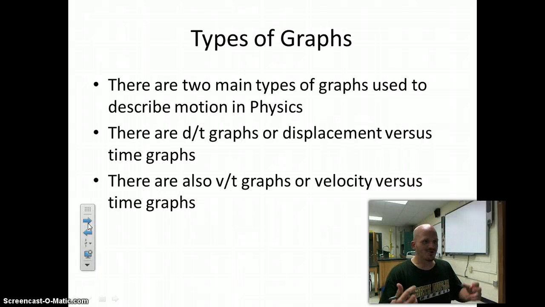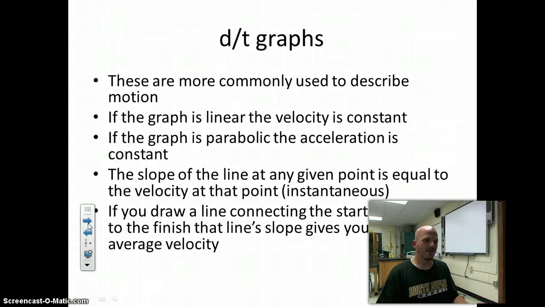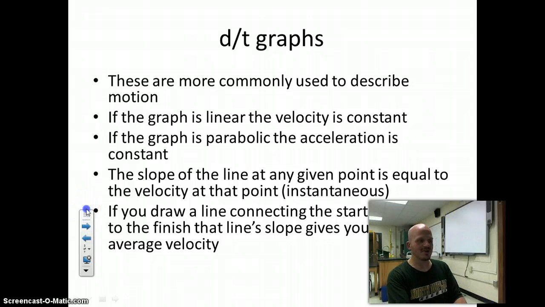Alright, types of graphs. There are two main types of graphs we use when describing motion in physics. The first type is the DT graph, or displacement versus time graph. D stands for displacement, and T stands for time. The other type you'll sometimes use is the VT, or velocity versus time graph. So the V stands for velocity, T stands for time. Now, when we look at DT graphs, these are the more commonly used to describe motion.